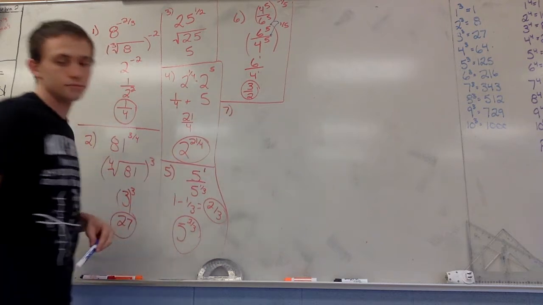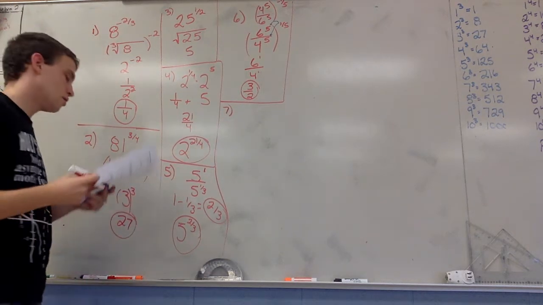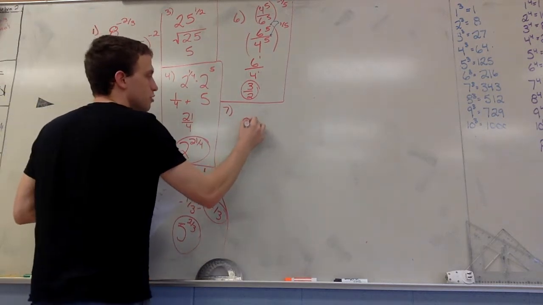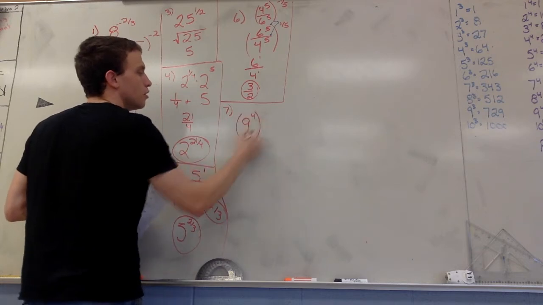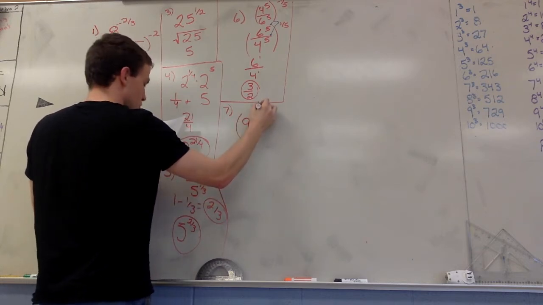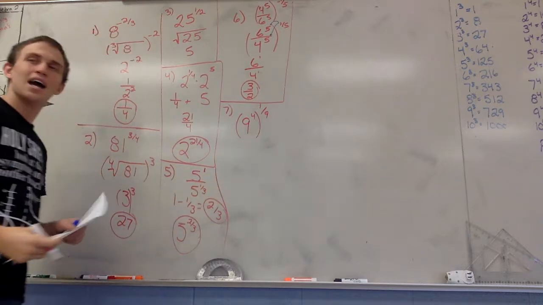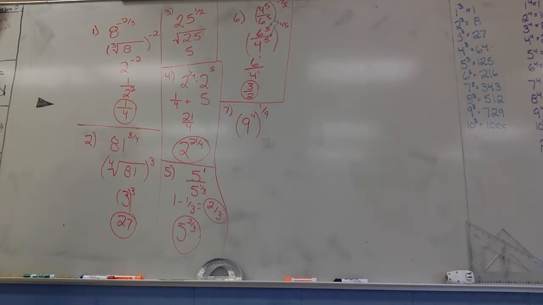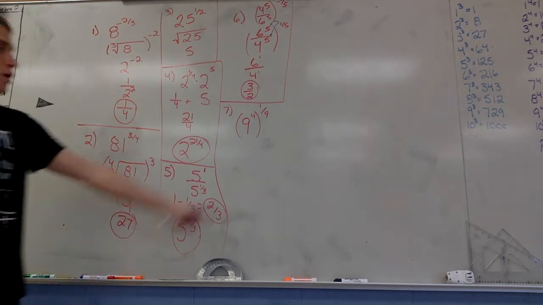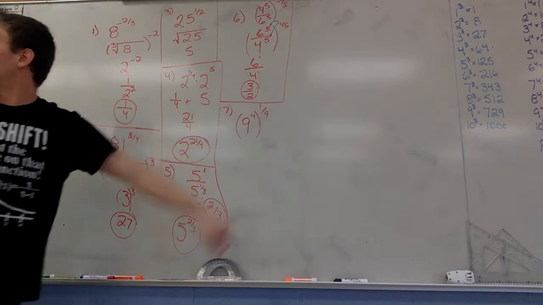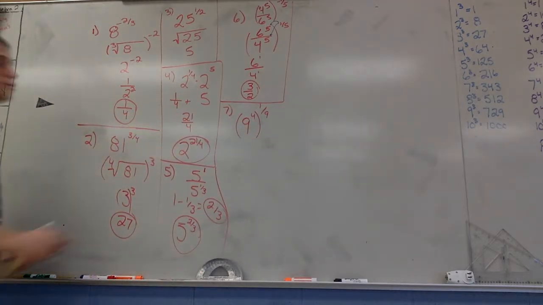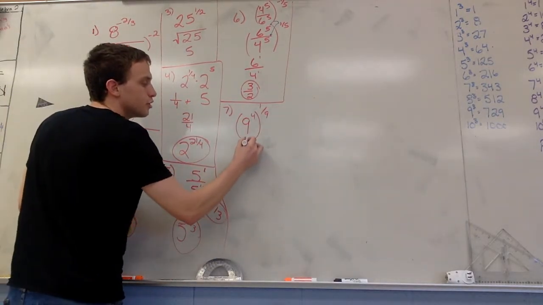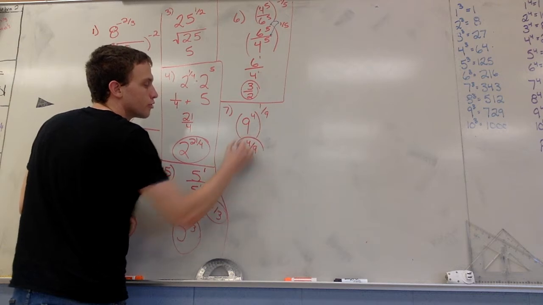Number 7. Number 7 was probably the easiest problem on this page. 9 to the 4th to the 1/9. I'm raising a power to a power. What am I supposed to do with those exponents there? You multiply them. So I have 4 times 1/9, which gives me 9 to the 4/9.